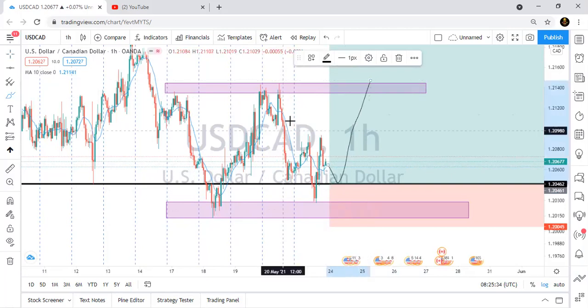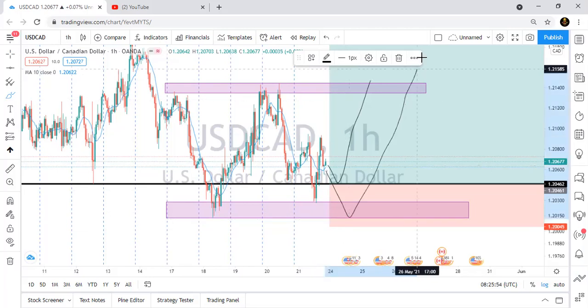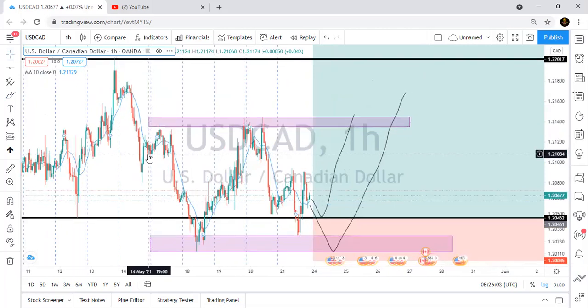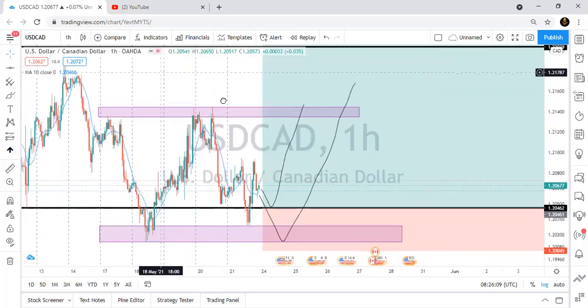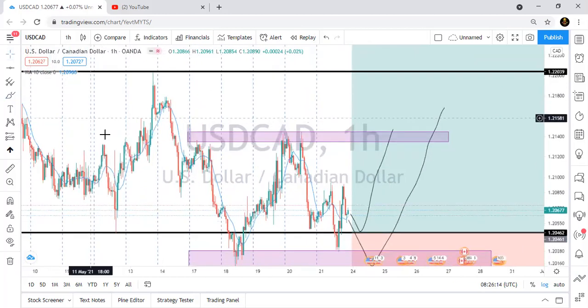Because there's a lot of imbalance here, price could go down and mitigate those traders, or come down and retest this daily demand zone again before it goes up. This is what I see, and this is what I think the market is going to do. The US card is in a downtrend, but this is what we're expecting.